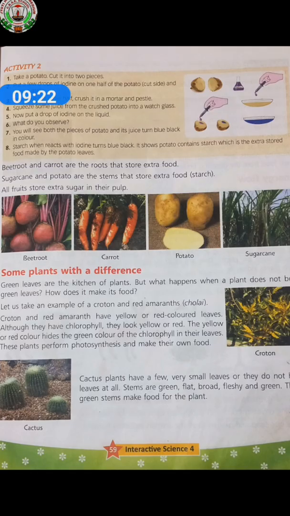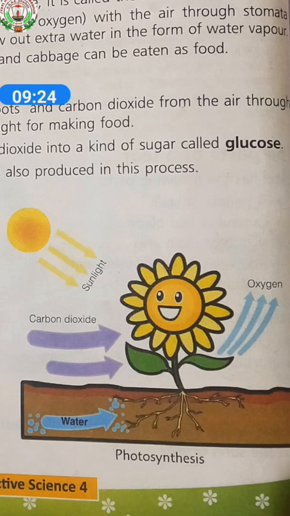Now, you have to draw this photosynthesis diagram in your science copy and show the names also: root, leaf, oxygen, sunlight, carbon dioxide. You have to write the names also. Draw it neat and clean in the science copy.